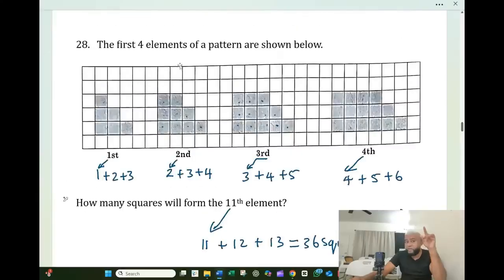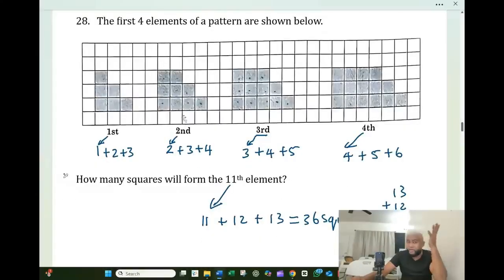So the first number would be the elements, well, it's elements of a pattern, right? But we're just using element for short, right? So the first 4 elements of a pattern are these things here. The first number would be the element itself, right? And then the element plus 1 and the element plus 2 will give us the next number, right?